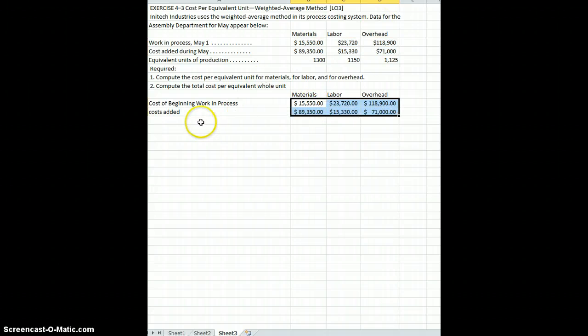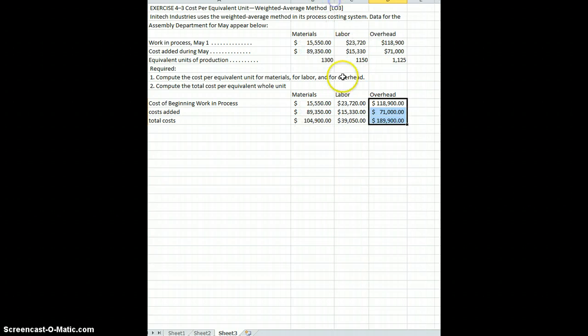And then we're going to find the total costs by adding them together. So we're going to add them all together: 15,500 and 89,000, 23 and 15, and 118 and 71. I'm going to make this column a little bigger so we can see the number. Then we have to figure out the equivalent units of production and the cost per equivalent unit. So we're going to look at the equivalent units of production, which are here. I'm going to add them down here.